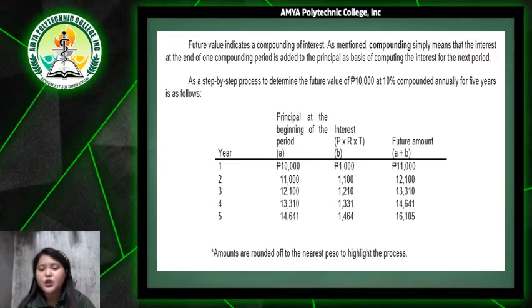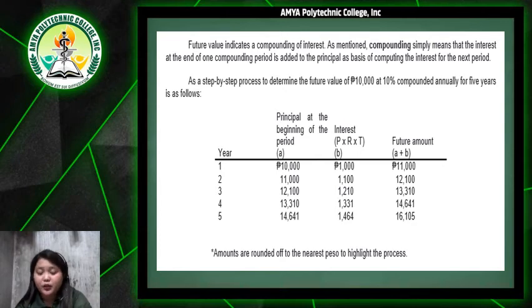Our first column is the year. The first column lists the periods of compounding. Column 2 shows the principal, or the present value, at the beginning of the period. In year 1, the amount of 10,000 pesos represents the initial investment. That's based on the problem given a while ago. In the succeeding periods, the amounts signify the future value of the preceding period.